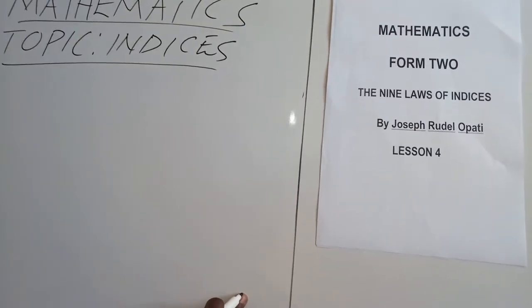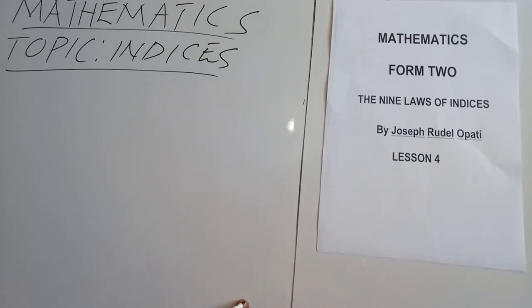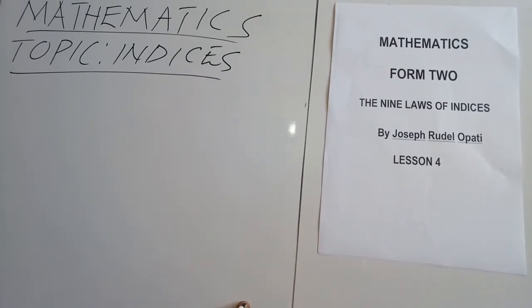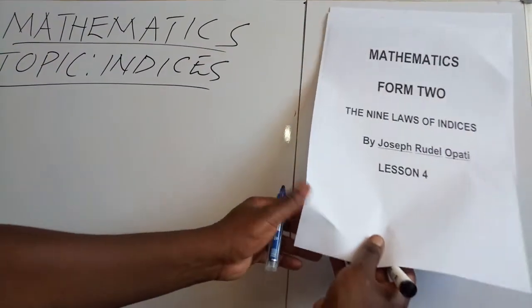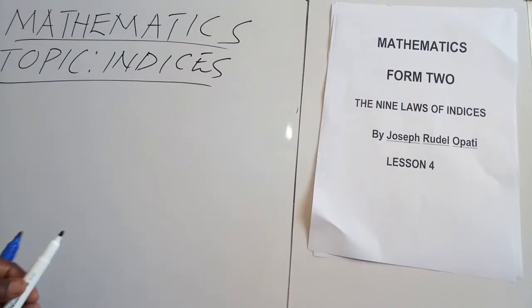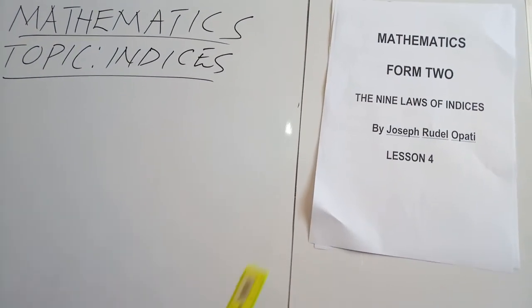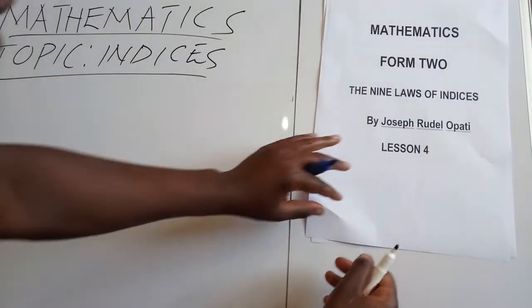Now we continue with the coverage of the 9 laws of indices. Up to now, we have been able to cover about 3 laws. Today we're going to cover our 4th law. I am Joseph Rudelopati. This is our lesson 4.